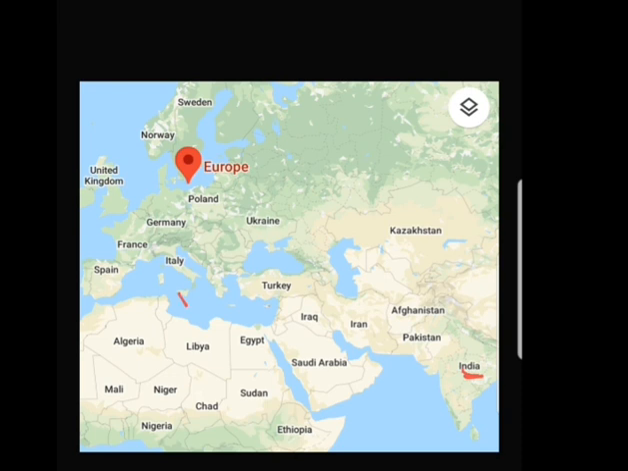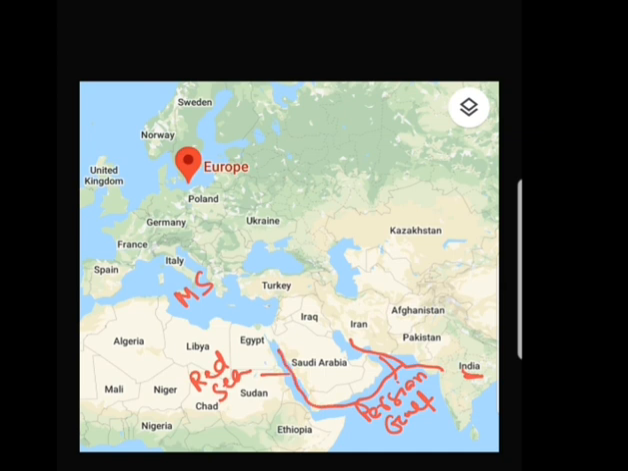This is the Mediterranean Sea. This small water body over here is the Red Sea, and this water body over here is the Persian Gulf. All right. So one route was this way to the Persian Gulf, to the Red Sea. Then things were brought over there. India was exporting spices and cottons, as you know.